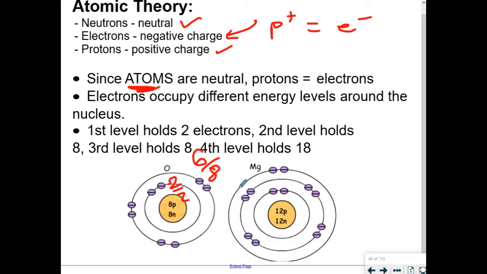Let me try the next example here, magnesium. The first row is always out of 2, so the first energy level is filled 2 out of 2. The second energy level is always out of 8. Is this one filled up? Yeah, look, there's 1, 2, 3, 4, 5, 6, 7, 8. The second level is 8 out of 8.